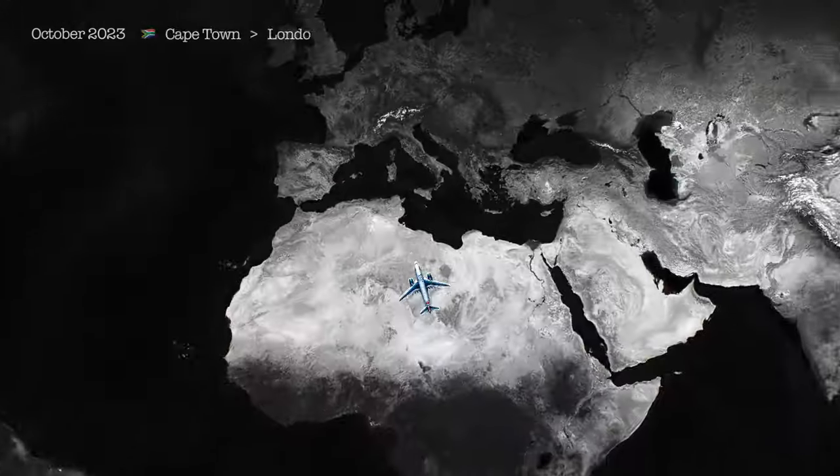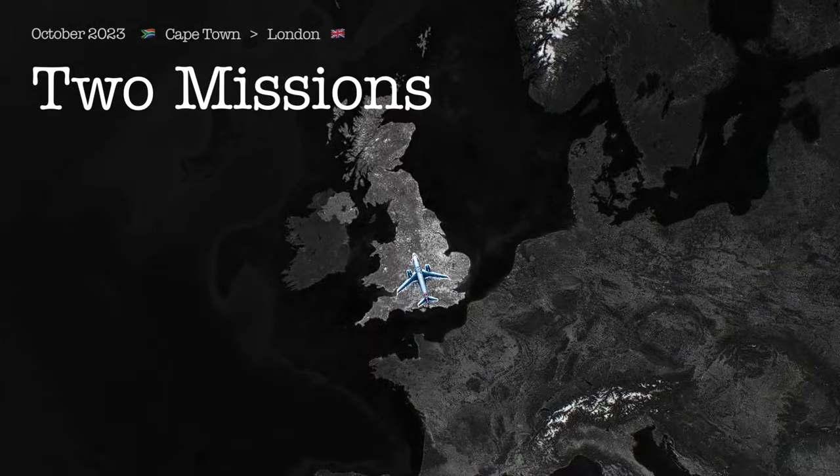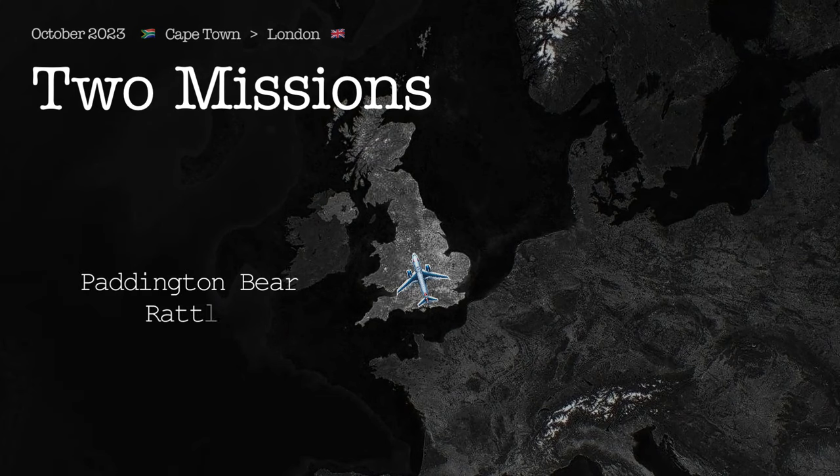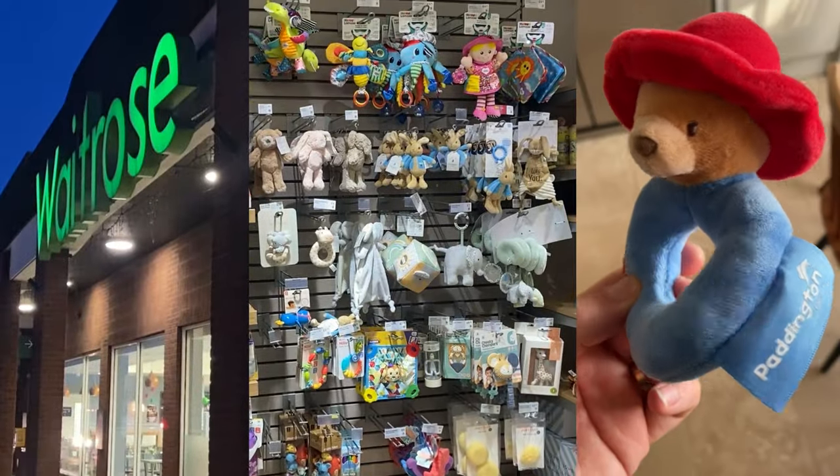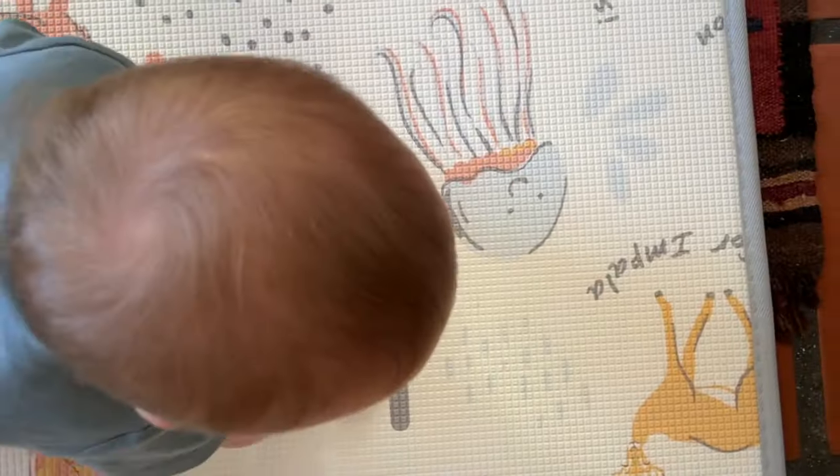In October 2023, I flew from Cape Town to the UK with two missions. Mission one was to buy a Paddington Bear rattle for my little boy Ollie. Mission two was to give a talk about landing pages at the Webflow Conf London. Mission one was a slam dunk, and Paddington quickly became my little dude's favorite rattling bear.